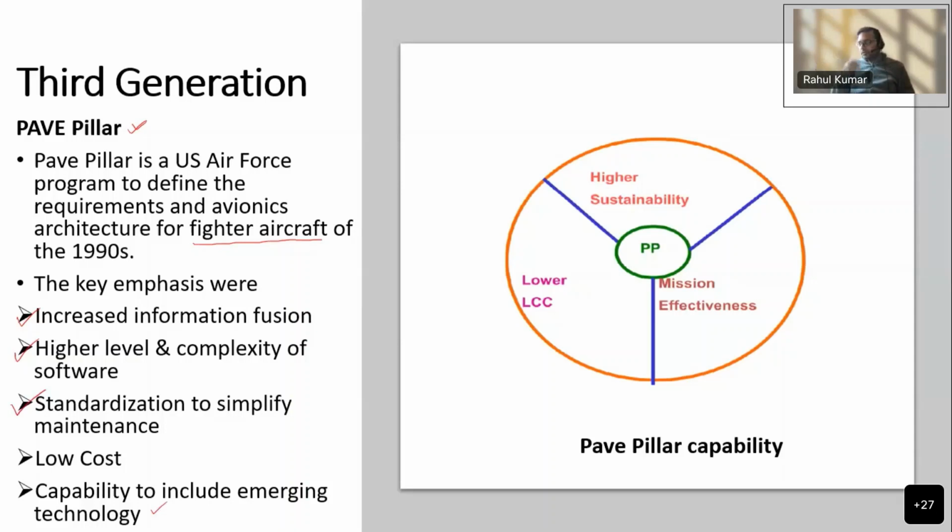So from the third generation onwards, there was very little system alteration or physical system alteration. Instead, more emphasis was on developing high-end or more effective software and standardization, so that you can plug in different or new technologies into your existing architecture.